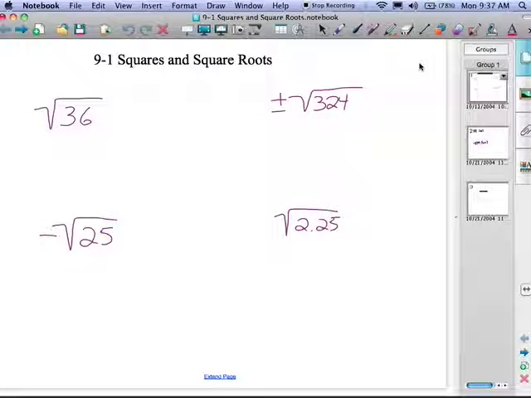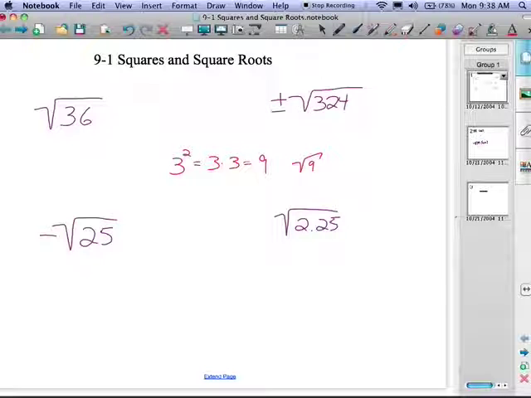9-1, squares and square roots. A square root is a mathematical operation that undoes the squaring process. For example, if we had 3 squared, that's the same as 3 times 3, and that is 9. We can undo this by using the square root symbol called a radical. It looks similar to a division, but not quite.